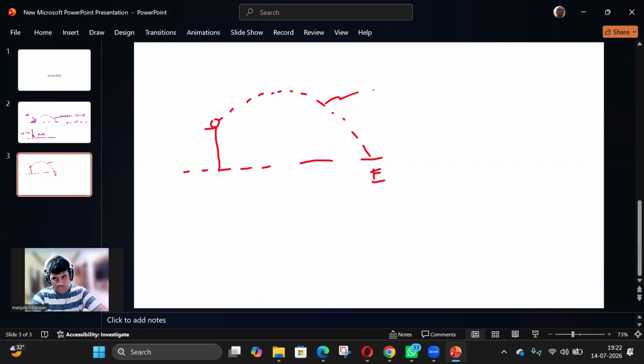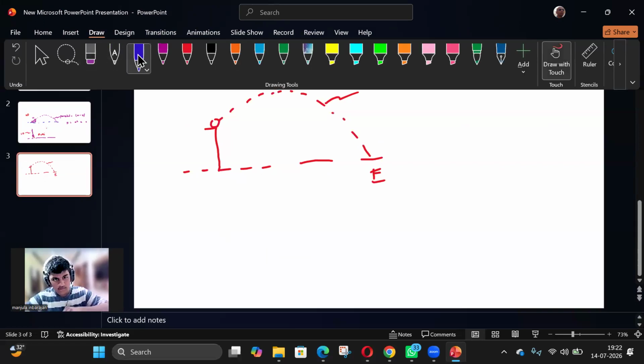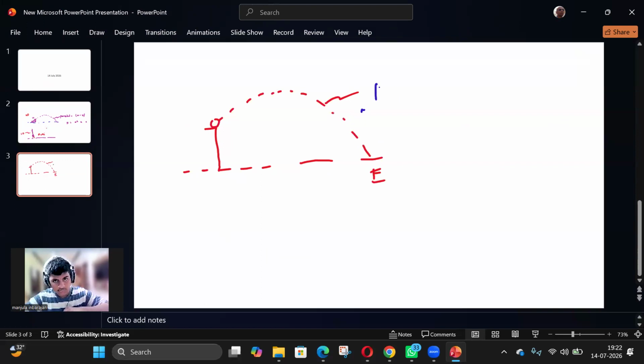Here, what is the curve? It's a parabola, still a parabola only. See, the previous parabola is like an inverted U, a full U. In this case, this portion is cut off because I'm throwing from height. Still, it's a parabola.